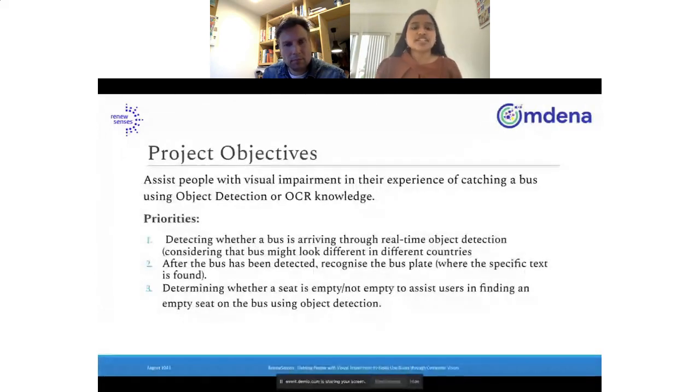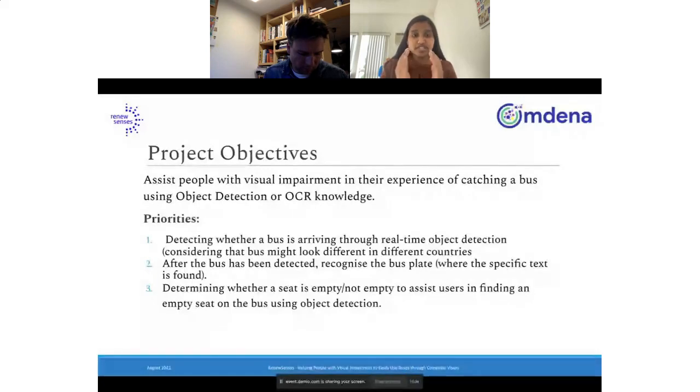Now, the project objectives: this project was primarily focused on helping people with visual impairment in public transportation, namely a bus. We used object detection and OCR techniques. Our priority was to detect if a bus is arriving or not. And once we know that the bus is arriving, we detect the bus and recognize if that bus is the one the person wants to board.